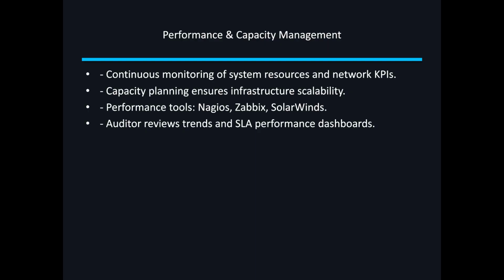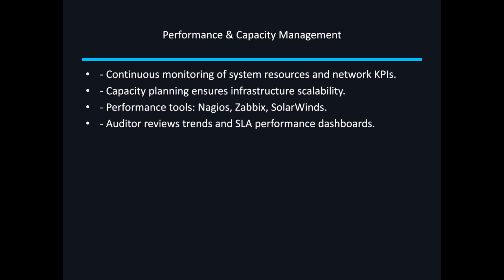Then we should also consider capacity planning, so forecasting demand growth based on historical usage patterns. Auditors verify that the organization uses monitoring tools such as, for example, Nagios, Zabbix, or SolarWinds to collect and analyze these metrics. These monitoring tools can be any other tool. Just as an example, we have taken these, but it is not limited to these particular tools.